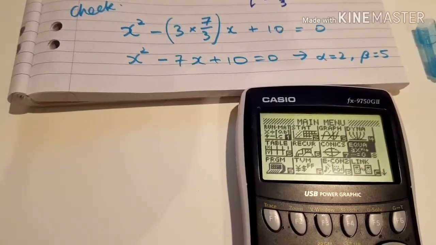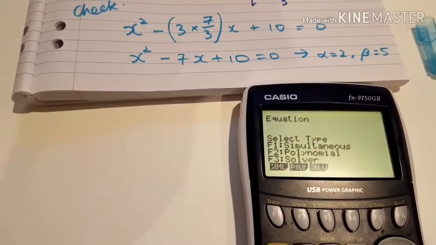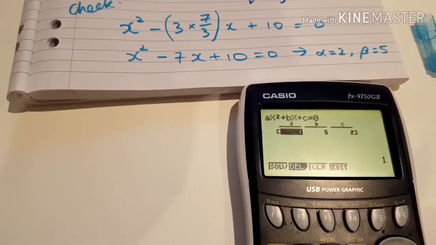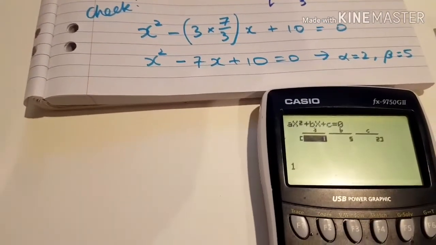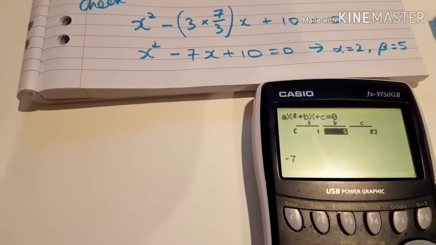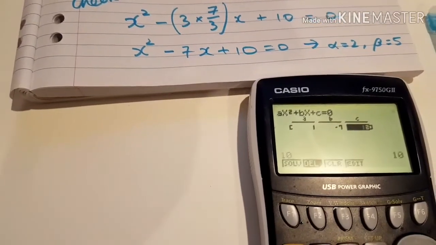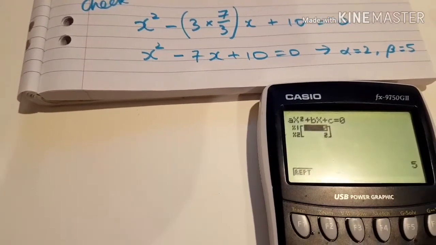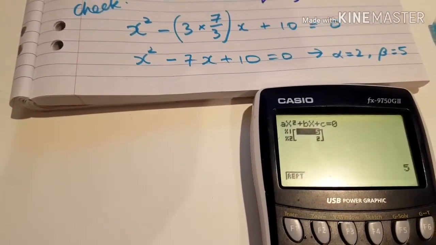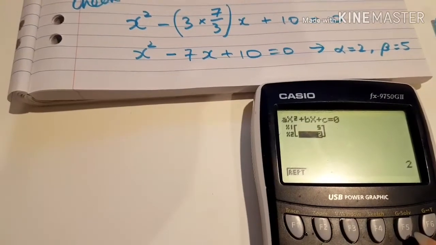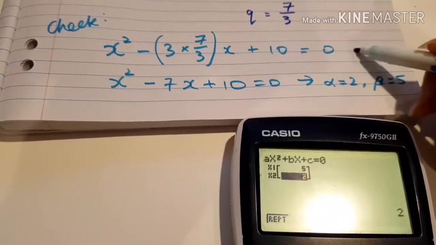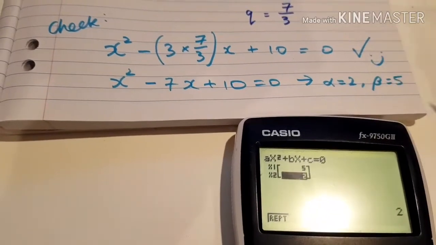I'm going to press equals. Polynomial, highest degree is 2. My A is 1, B is negative 7, C is 10, enter, enter. There you go. You see that I get 2 roots, 5 and 2. So I have checked that this is the correct solution.